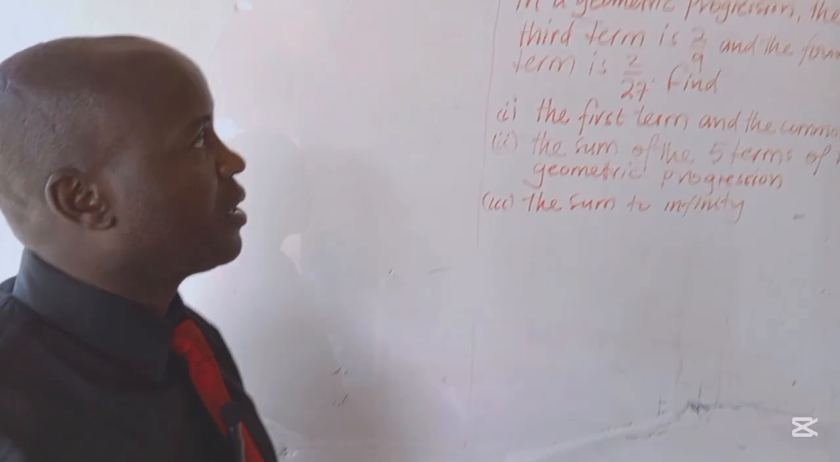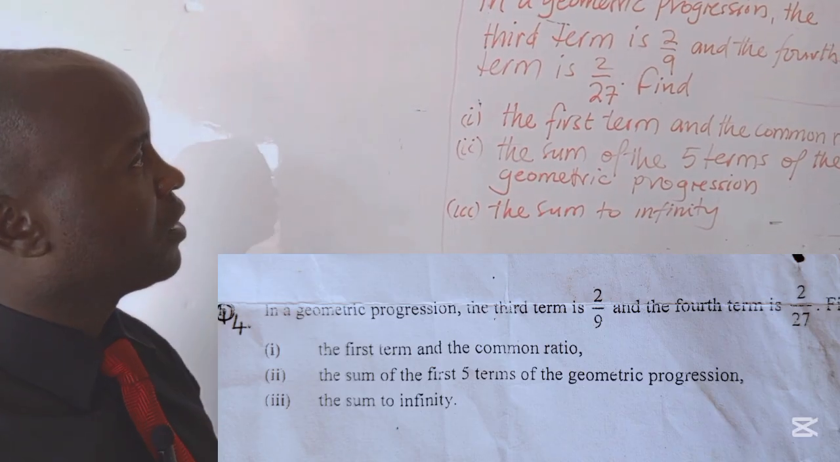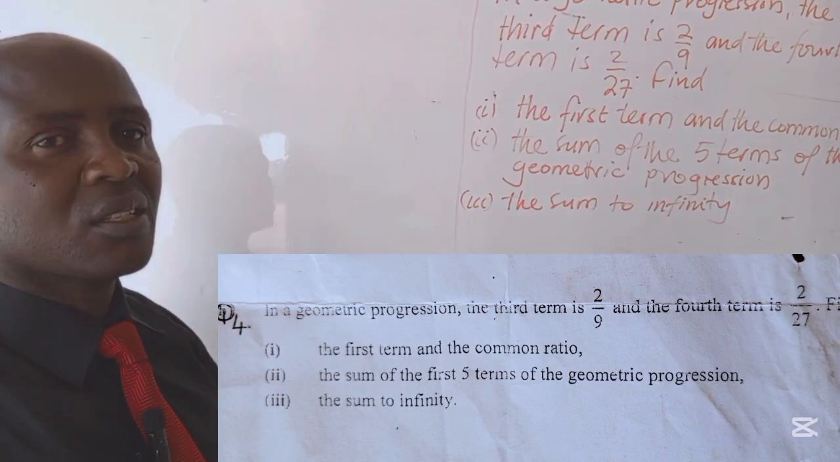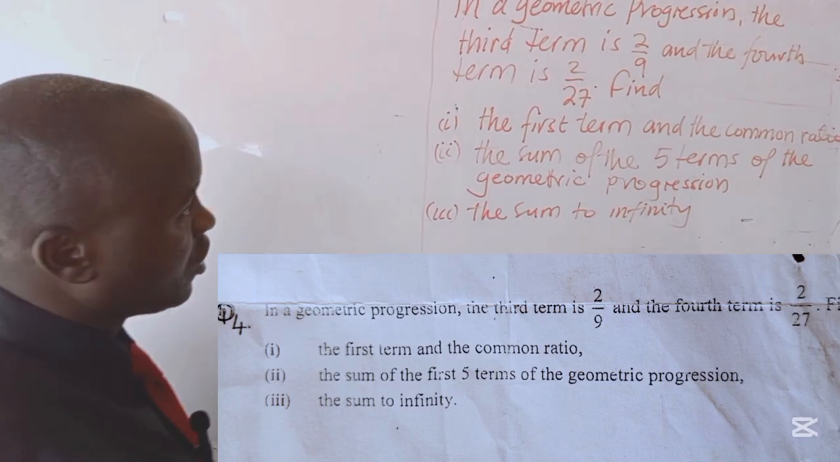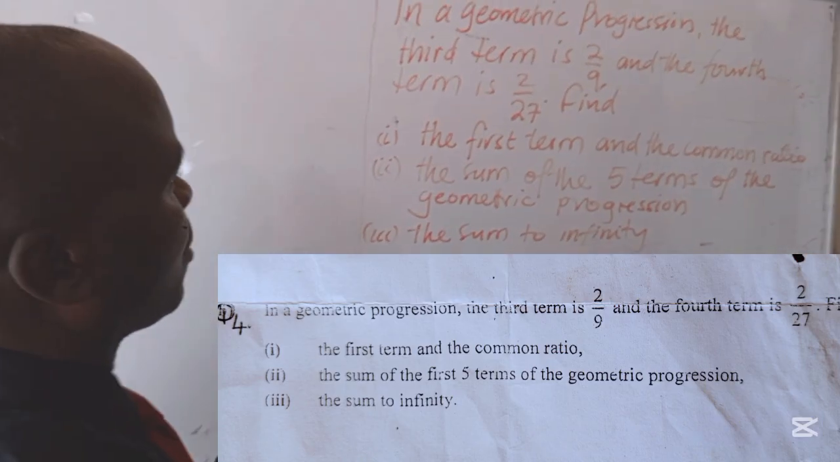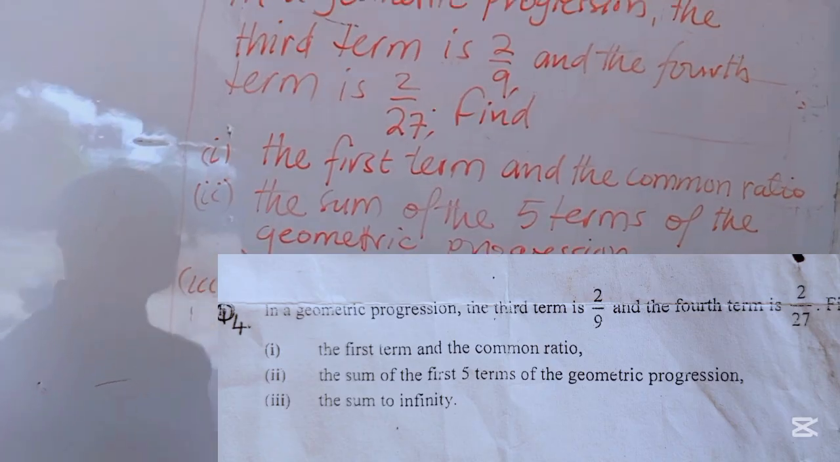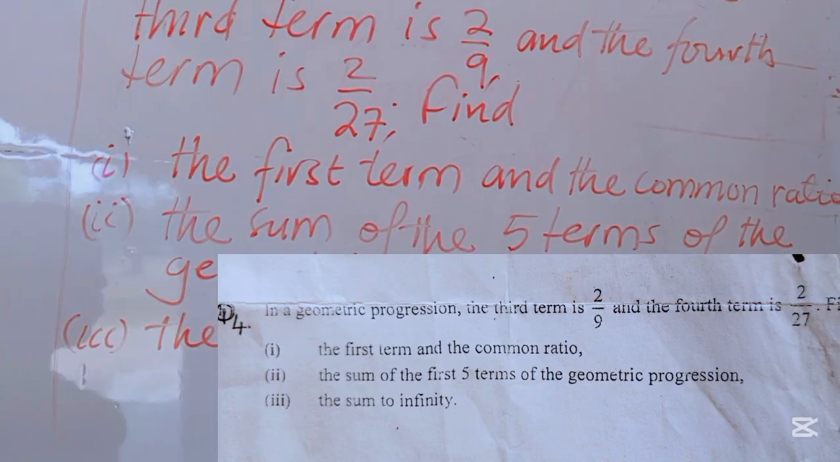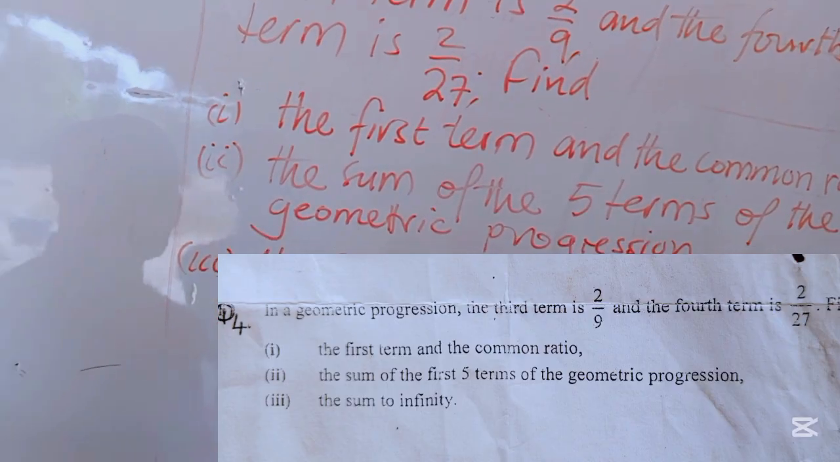We'll continue with our geometric progression, GP. The third term is 2 over 9, and the fourth term is 2 over 27. I like this question because it is dealing with fractions. They are telling us to find the first term and the common ratio.